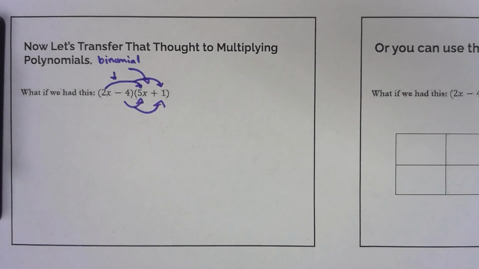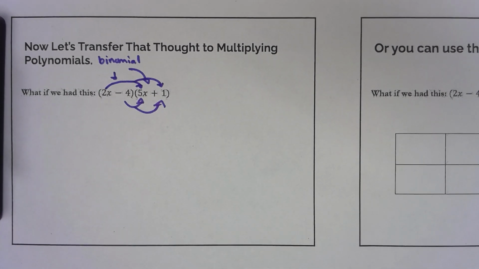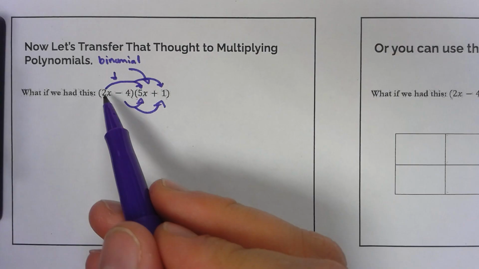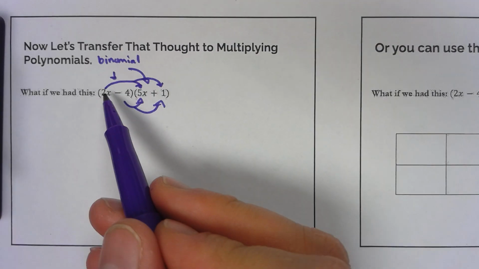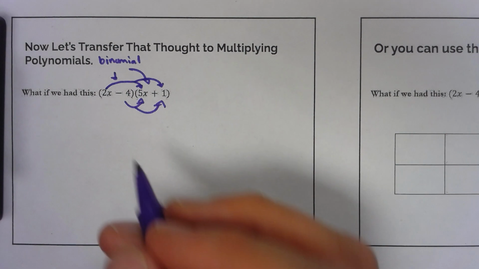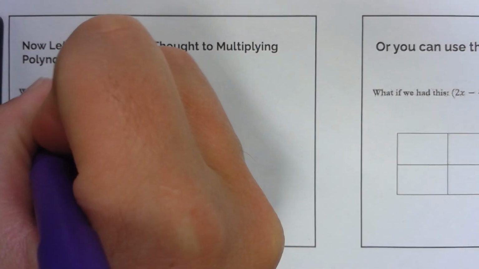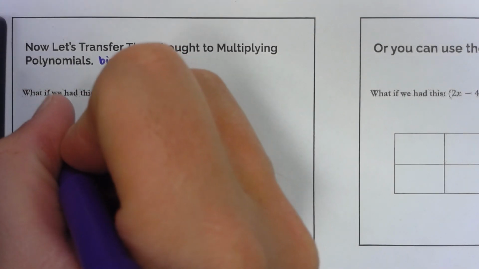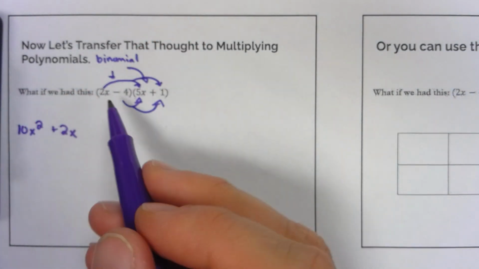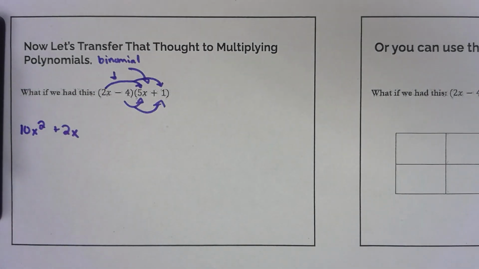I don't like using that acronym FOIL because it doesn't always work. It only works for a binomial times a binomial. I instead focus on the concept for how we do this multiplication. Really what needs to happen is this 2x needs to multiply to both things in the parentheses. So 2x times 5x is 10x squared. 2x times 1 is 2x. So this 2x multiplies to everything in that second set of parentheses.